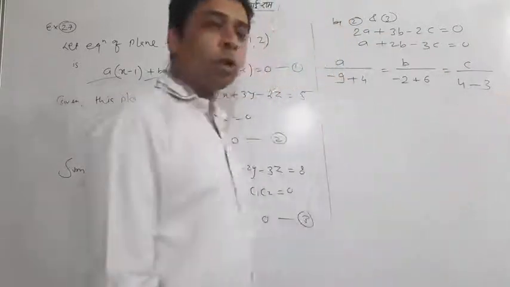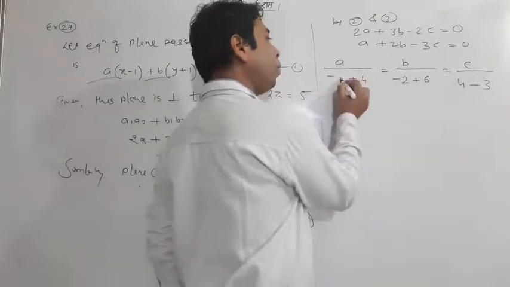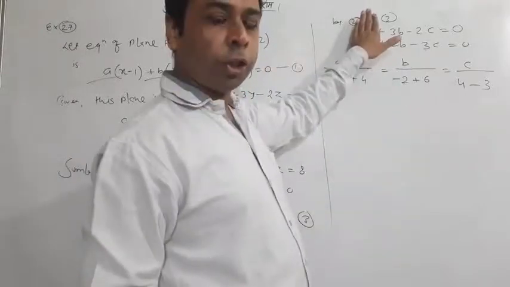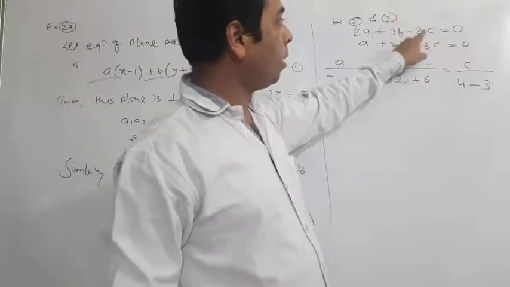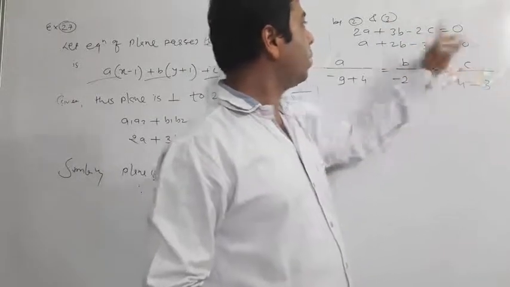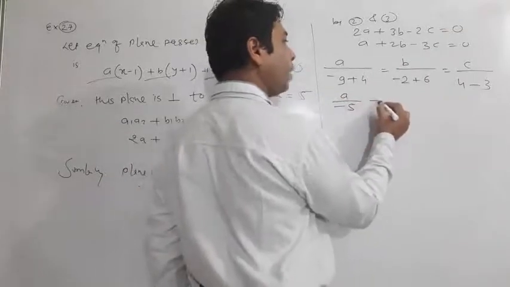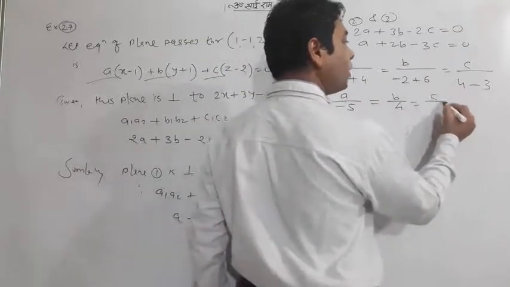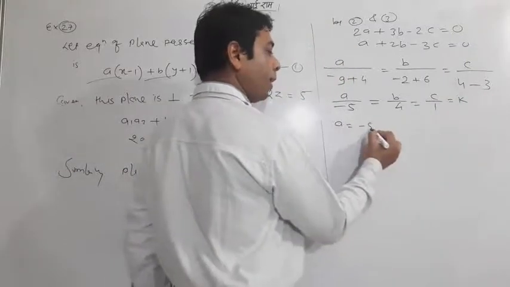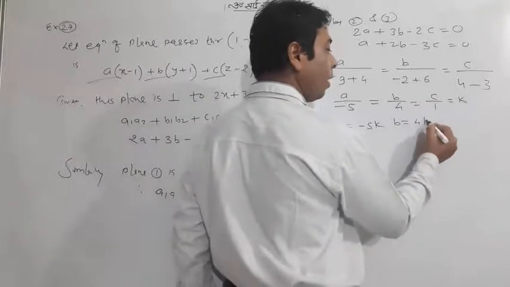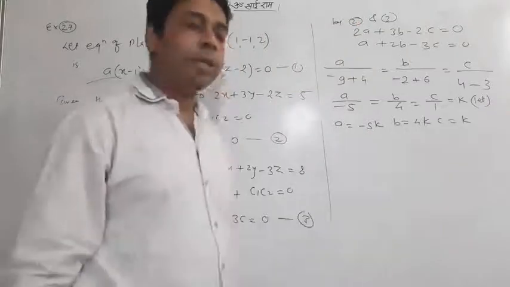This method was already taught to you. Again I say: when you do A, leave the position of A and do it this way. In the case of B, leave the position of B and do it this way. And in the case of C, do it this way. So we have got minus 5, this is 4, this is 1, and equal to, write a K. So A equals minus 5K, B equals 4K, C equals K. This is an assumption. So now you have A, B, C in the form of K.